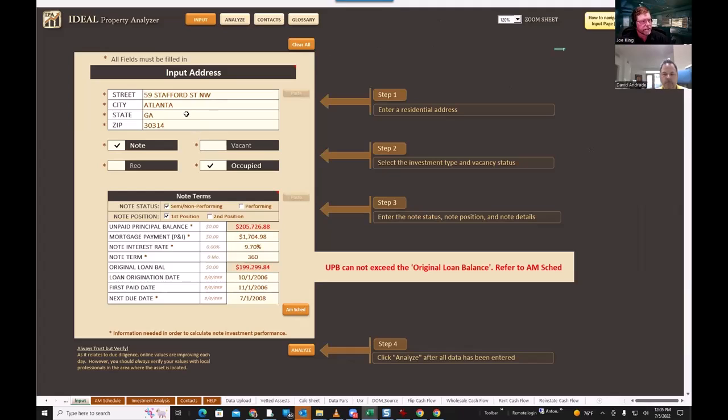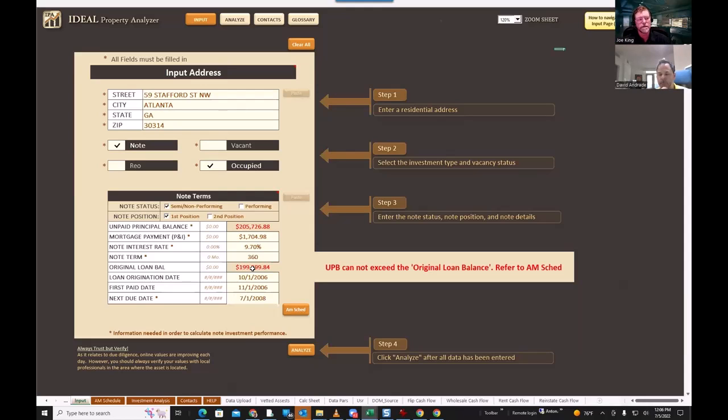So as you can see, this property is in Georgia. It's a non-performing note. It's first position. The unpaid principal balance that the seller has provided us is $205,726. The original loan balance was $199,000, and the reason why it's flagged in red right now is because the unpaid principal balance is higher than the original loan balance. What that means typically is that there's either a loan modification or some kind of fee tacked on to the original loan balance, and we don't know what that is because the seller hasn't provided us that information at this point.